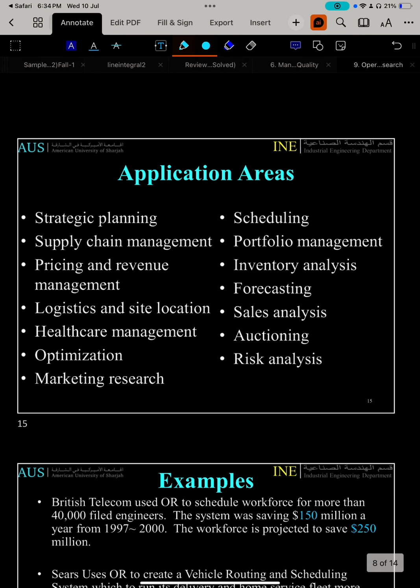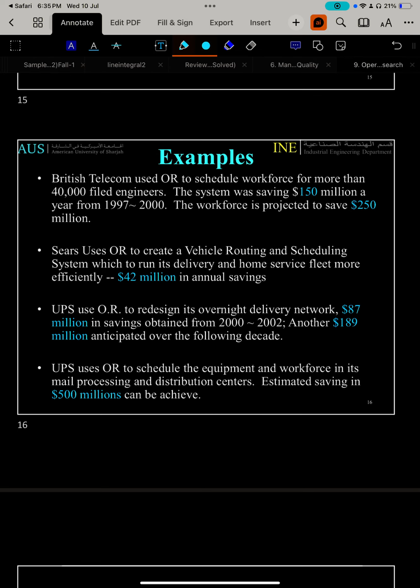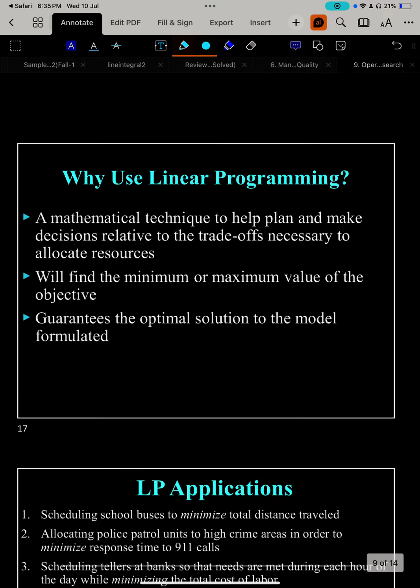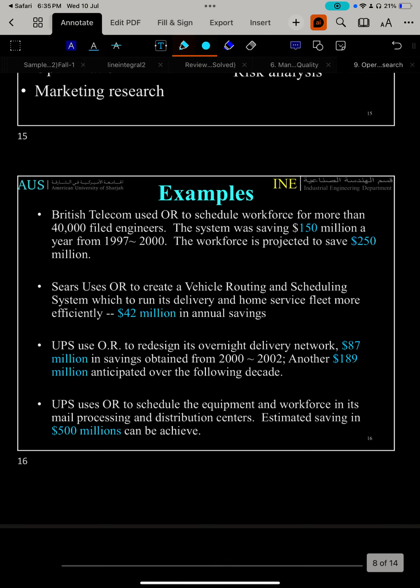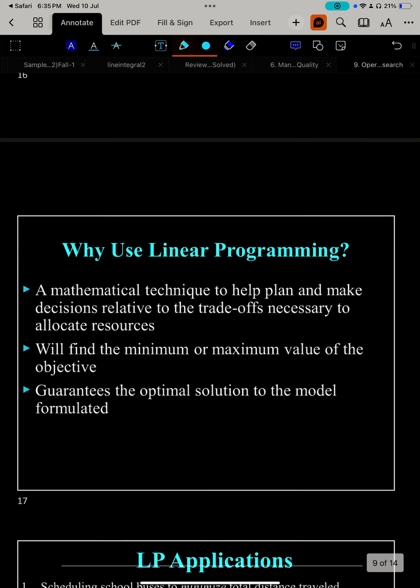And so there are some application areas. These include strategic planning, supply chain management, pricing and revenue management, logistics and site location, healthcare management, and optimization. These are all applications of operations research, and mainly the issues an industrial engineer will deal with. We also have marketing research, scheduling, portfolio management, inventory analysis, forecasting, sales analysis, auctioning, and risk analysis. All of these are application areas. These are some examples we can go through.